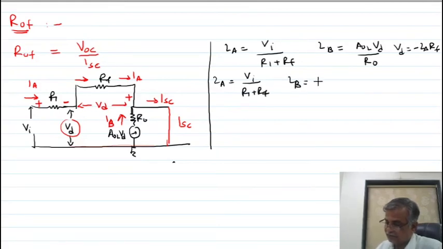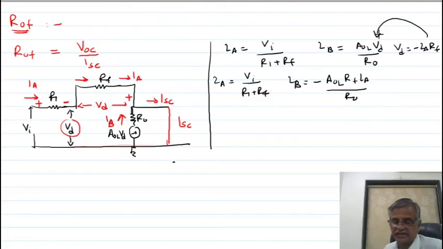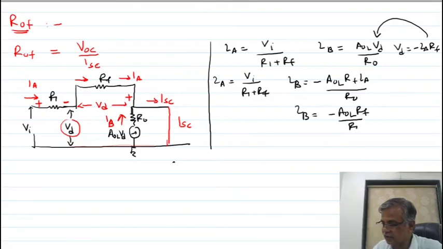IB is nothing but minus AOL RF IA upon RO. I put this value here, so you can get IA and IB. Now I am writing IB is nothing but minus AOL RF upon RO multiplied by VI upon R1 plus RF. I am putting this value of IA in this equation. I think you understand.